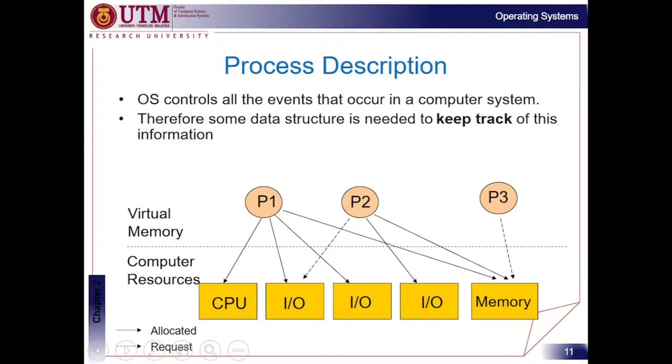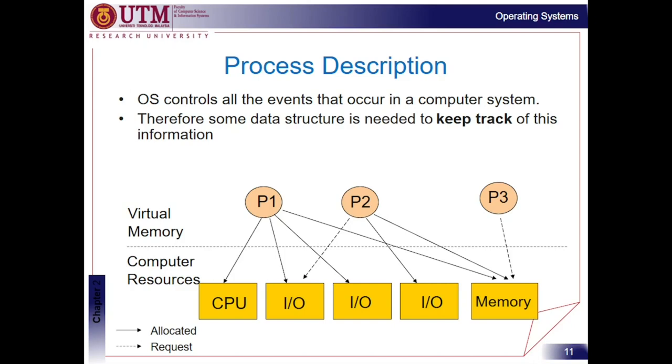This slide shows how the operating system manages the processes that run on a computer system. A process is a program in execution and it needs various resources such as CPU, memory, and I/O devices to perform its tasks. The OS keeps track of all the processes and their states using a data structure called the process control block, or the PCB.